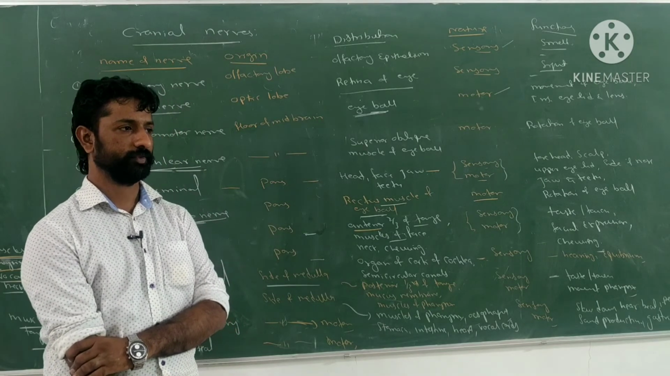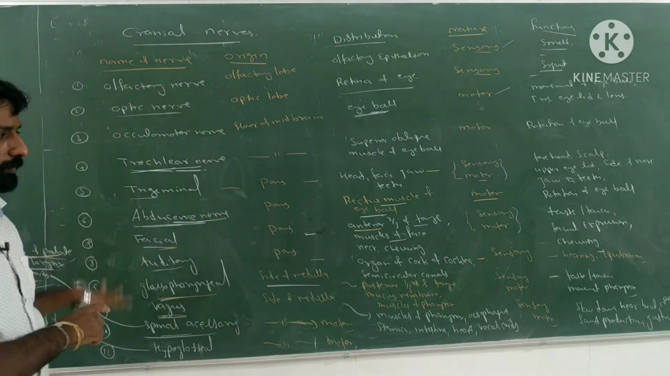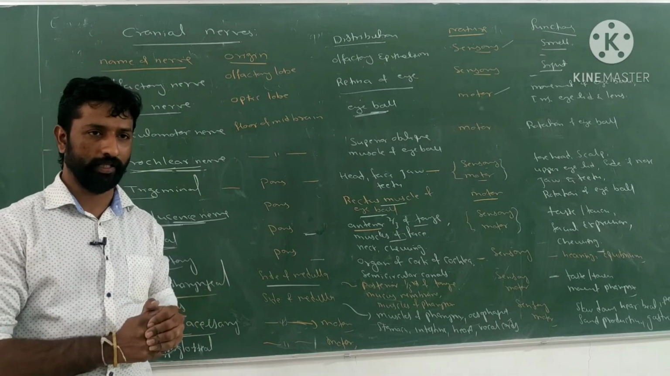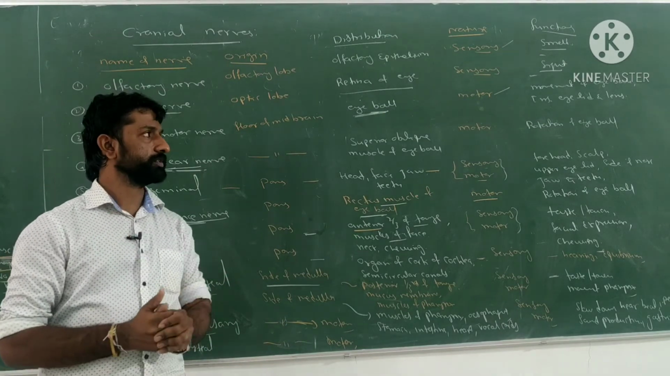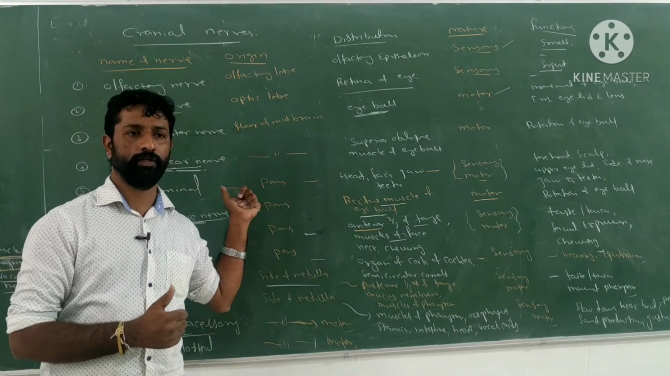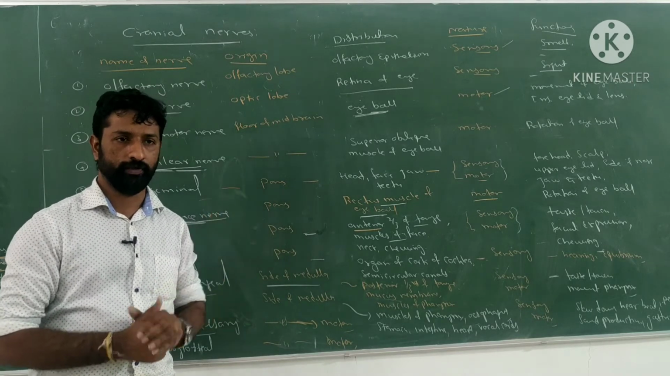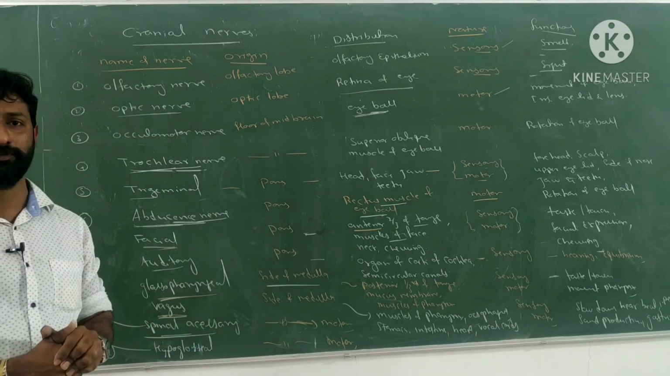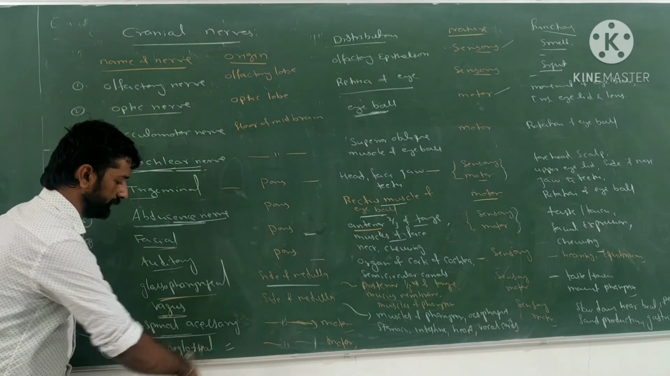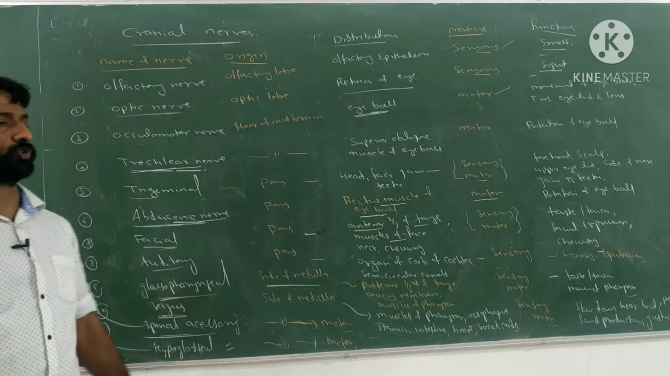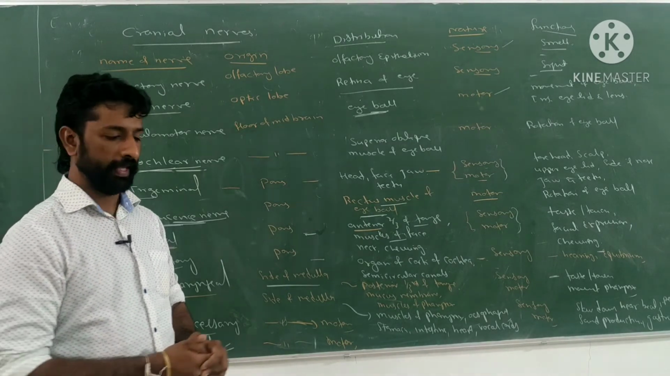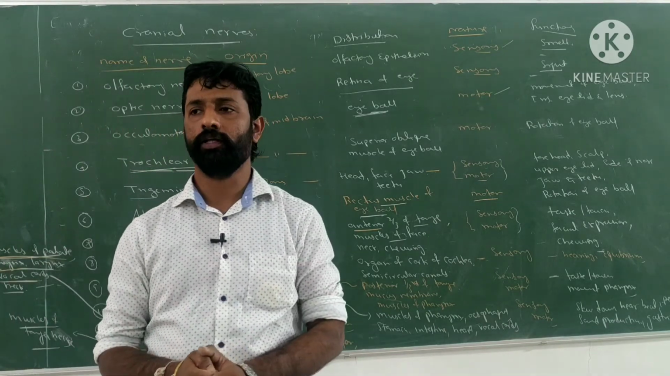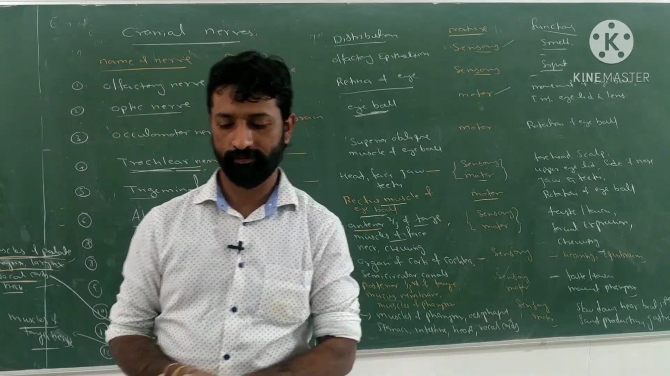Is it clear? So copy this table from the material only. For those who are watching this video, I will provide a separate table after editing this video. Any doubt in this one? Okay, fine. This is regarding the 12 pairs of cranial nerves which are present in the amniotes, particularly with respect to the human beings.